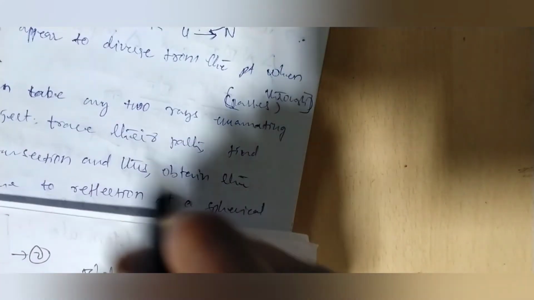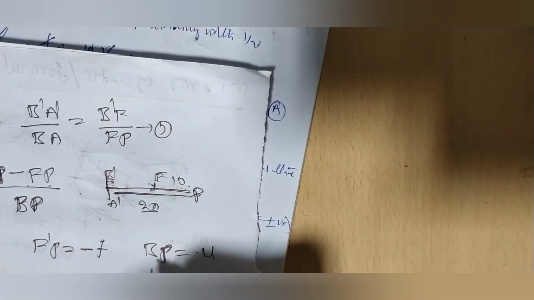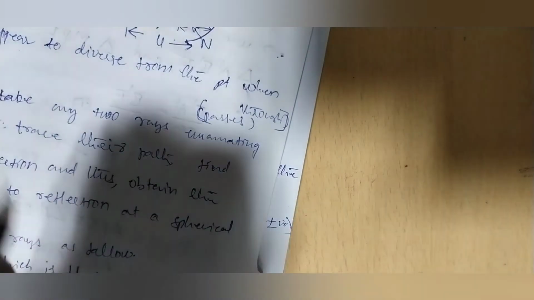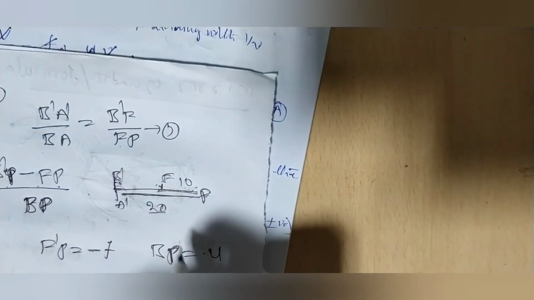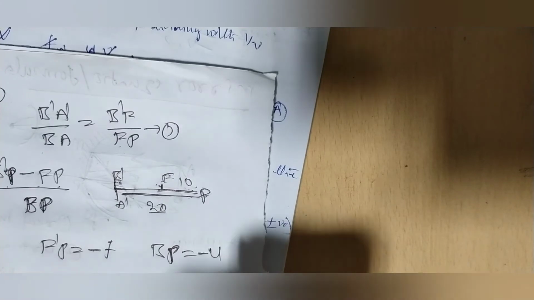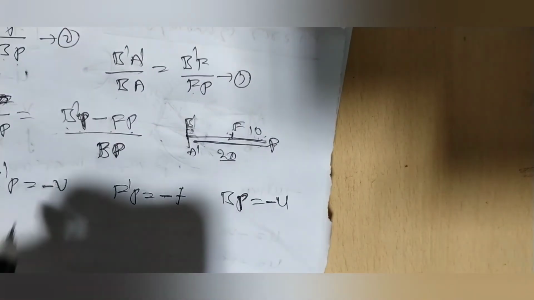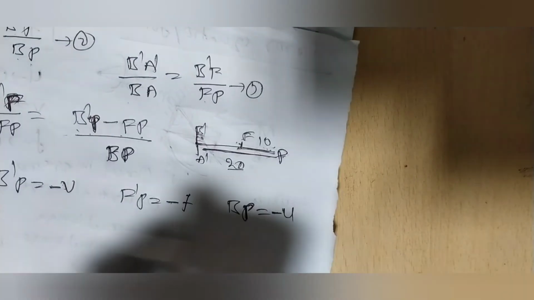And also see here, the object distance bp is in the forward direction, and the reflected ray is in the reverse direction, that is why we can take negative, okay, in the case of concave mirror. Okay, these values are substituted in the above equation.